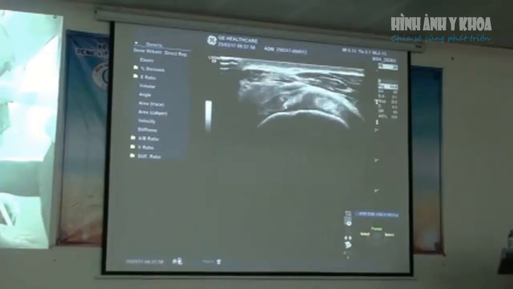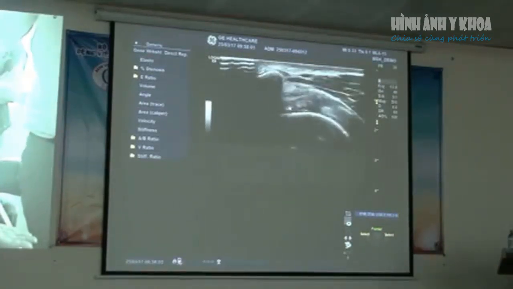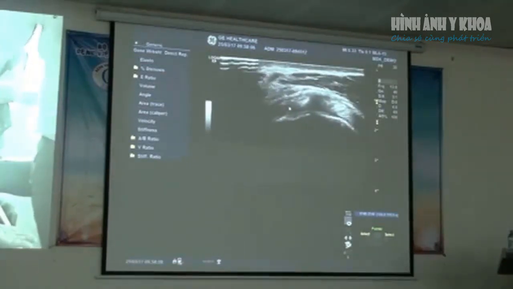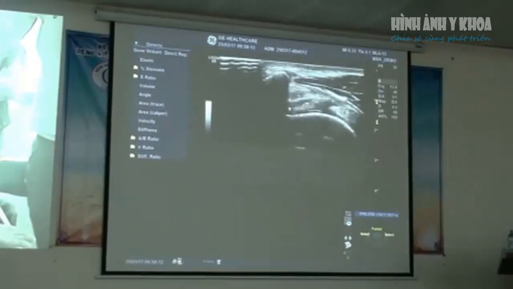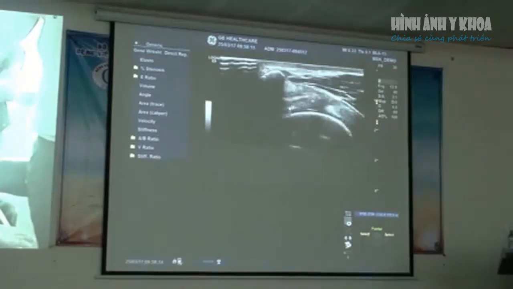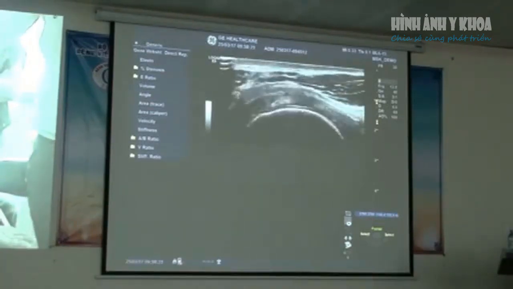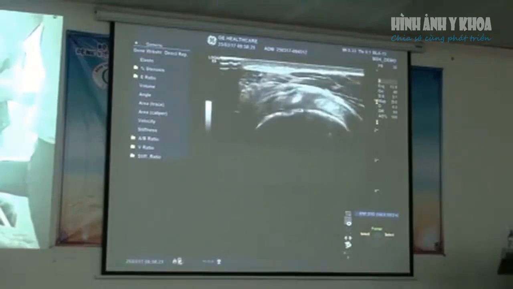And then as we come up higher, that long head of biceps starts to dive into the joint, onto the superior labrum. And because of anisotropy and angle, we're unable to see it any further.